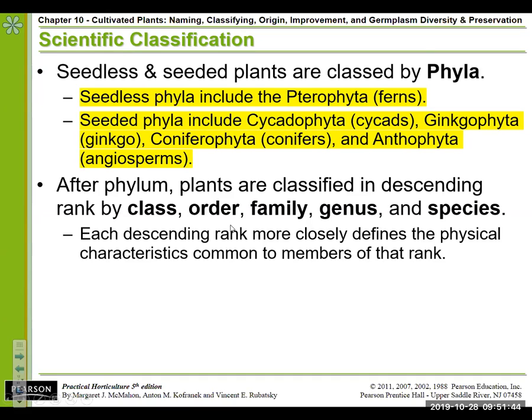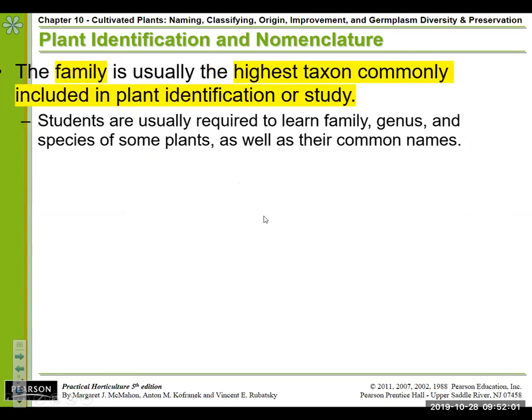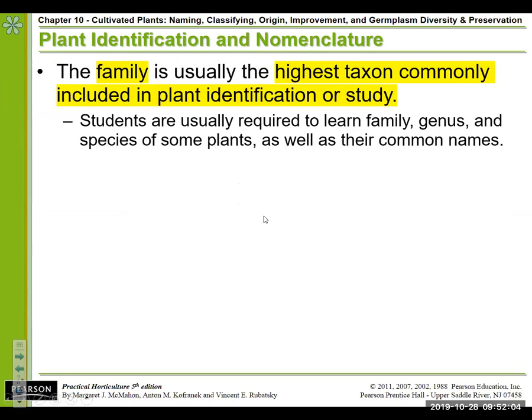And Linnaeus did it by the reproductive parts of the plants. So grouping them, especially into the families, by how many flower parts they have, for instance. Today, though, we do it a little bit differently. So let's look at the family level, which is the highest taxon that's commonly included in plant identification or study. We usually aren't looking as much at the class or order to try to identify plants. We first start at the family level.